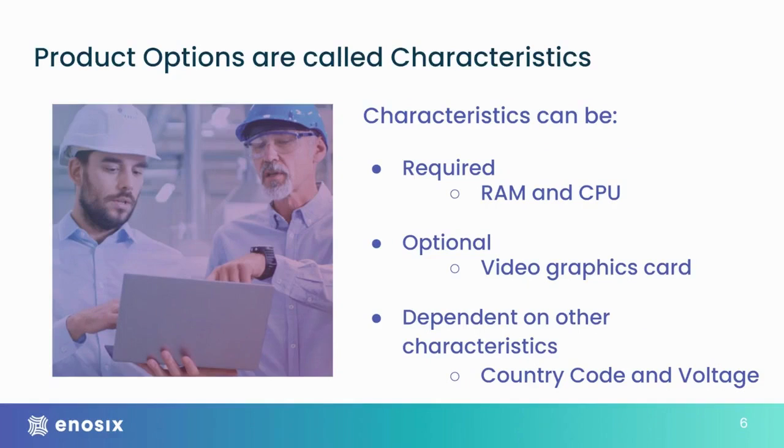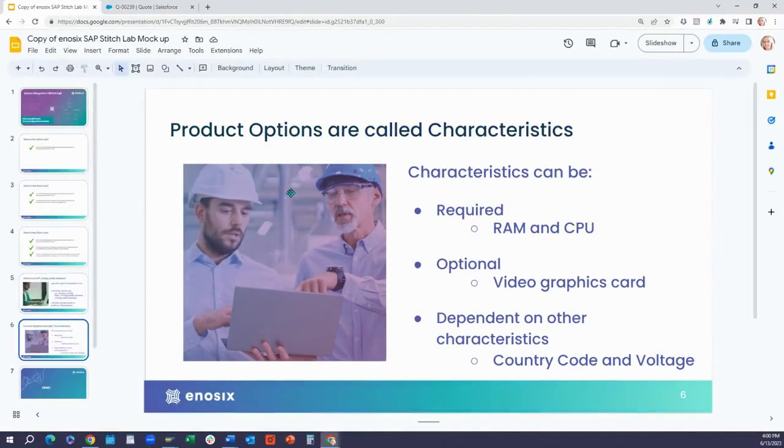There also will be dependencies on other characteristics, and I'll show that here in the demo. Country code and the voltage chosen is a common option. And it's important to note that these options will be specific to each brand and laptop model. So there will be many product models and configurations to manage at manufacturers. Now that we have a basic understanding of what a KMAT VC configurable material is, let's go to the demo and pop over to SAP.